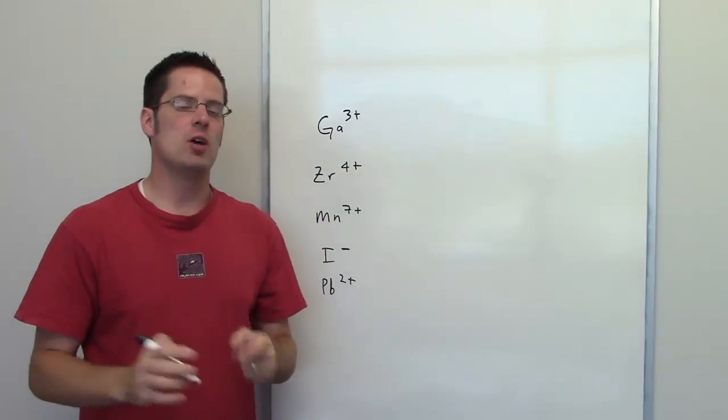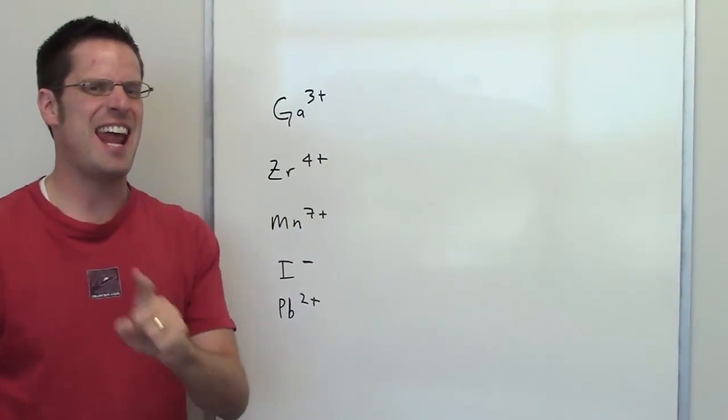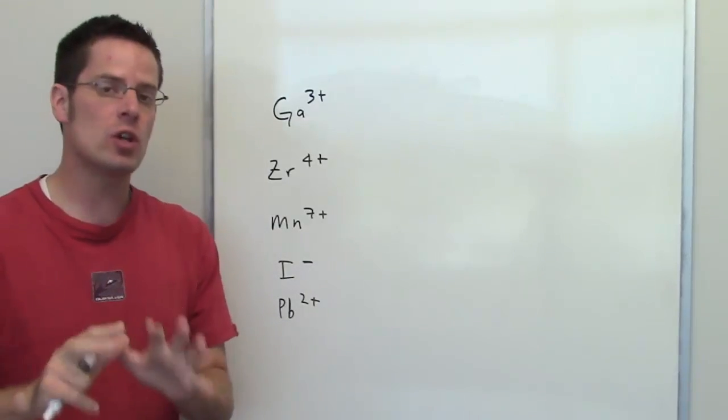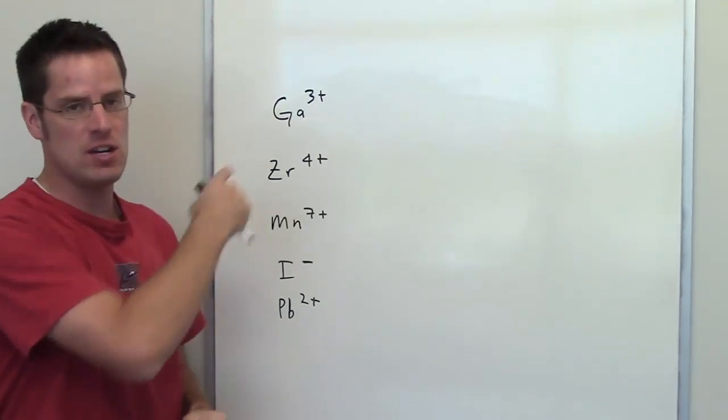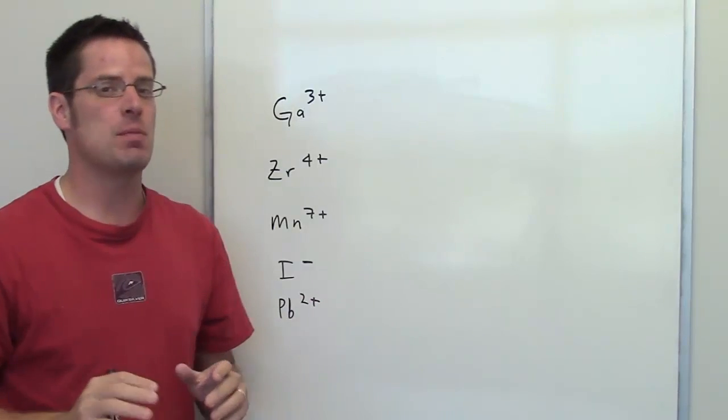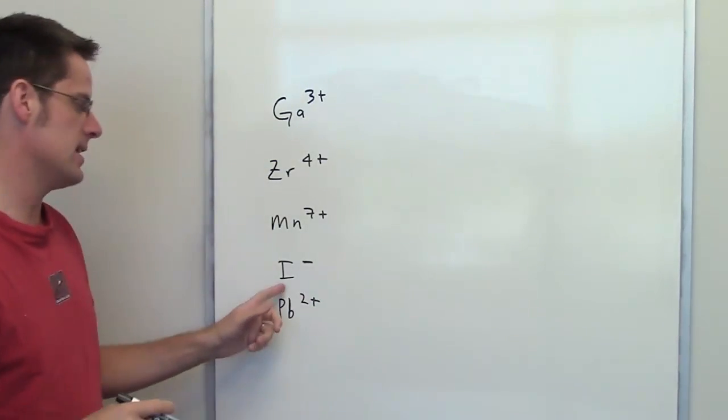This question unloads a bunch of different ions on us and asks us to determine what neutral atom is isoelectronic with each of these. To answer this, I'd like to begin with the easiest one, which is iodide.